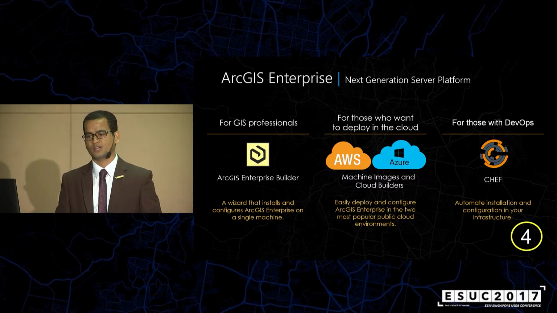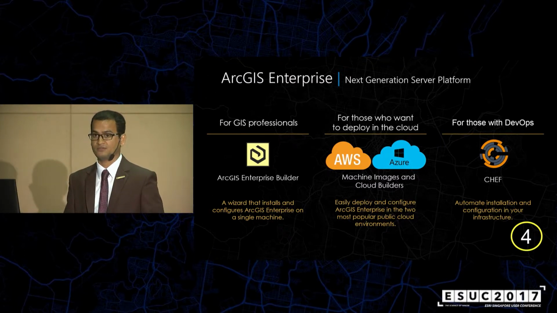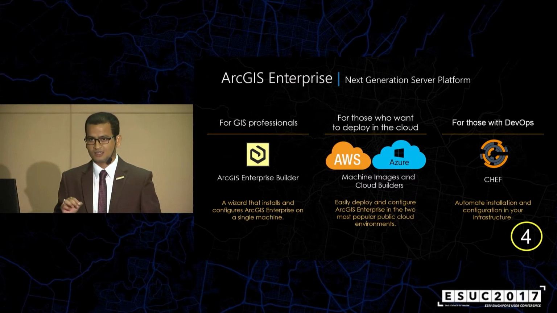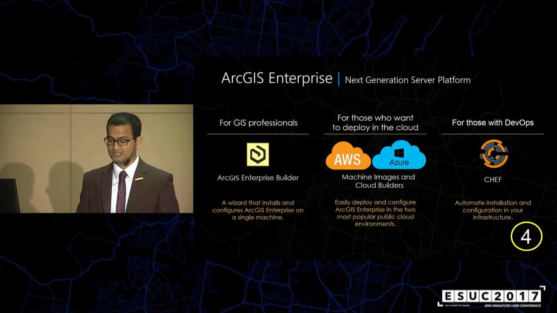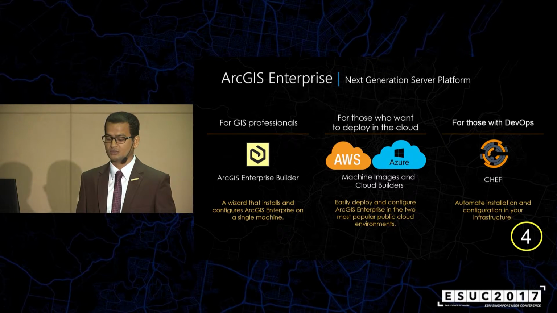Starting from 10.5.1, with the help of this particular feature, you can just use one particular interface to configure the ArcGIS Enterprise base deployment easily. Deploying to Amazon Web Services and Azure is very straightforward now. You can use the template image and Cloud Builder apps to walk you through the process, including deploying to multiple machines.